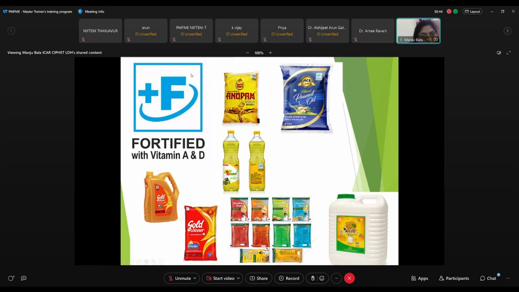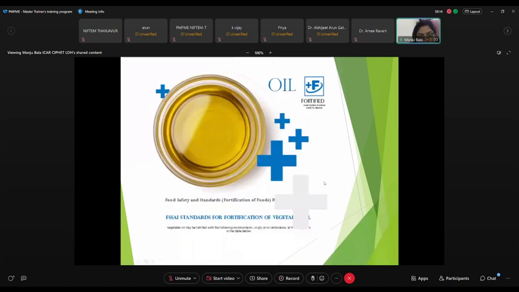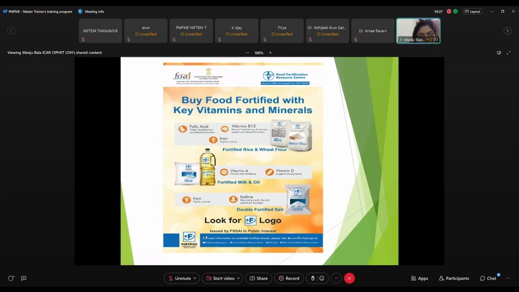Now the FSSAI has given this sign, F plus, for fortified with vitamin A and D. When you buy any oil sachet, bottle or bigger pouch, you will see the F sign on it, which shows that the oil is fortified. All the branded companies have started adding A and D to the oil. This is the sign given by FSSAI, standards for fortification of vegetable oil for micronutrients, and the same sign is on the cooking oil bottle, showing it is fortified food with key vitamins and minerals.